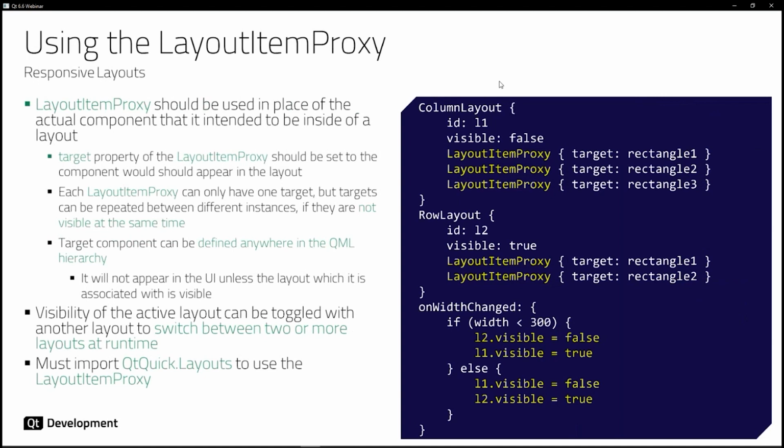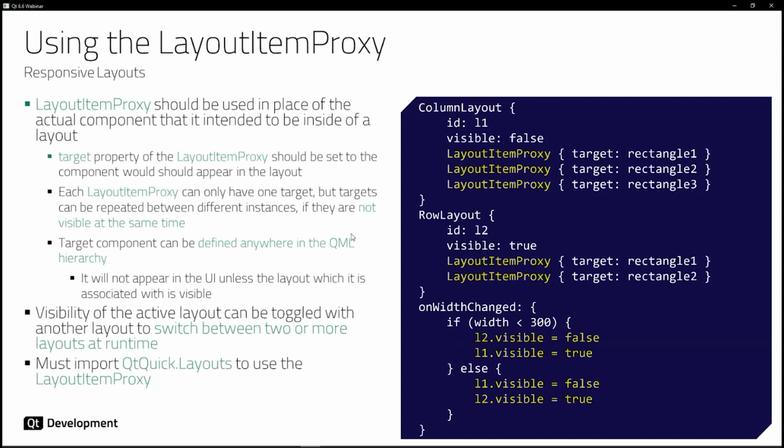All right, so let's take a quick look at how we can actually use this. The LayoutItemProxy should be used in place of the actual component that is intended to be inside of the layout. Then we have the target property of the LayoutItemProxy, which should be set to the component which should appear inside of the layout. We can see this in our example here where I have a ColumnLayout and a RowLayout. I've created a number of LayoutItemProxies, and I set the target to various rectangles, which are going to represent the different components I could have inside of a layout.